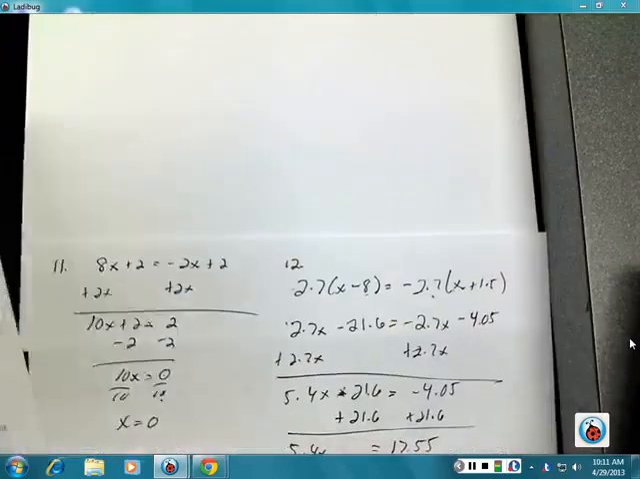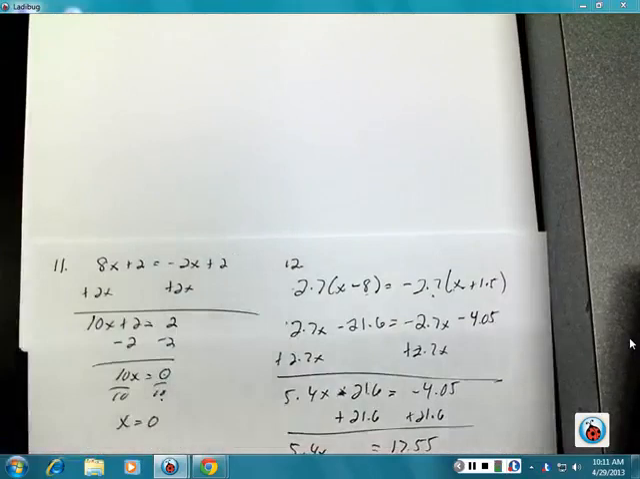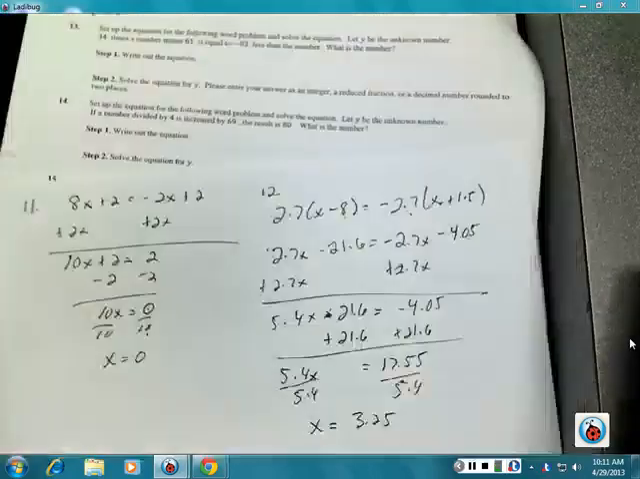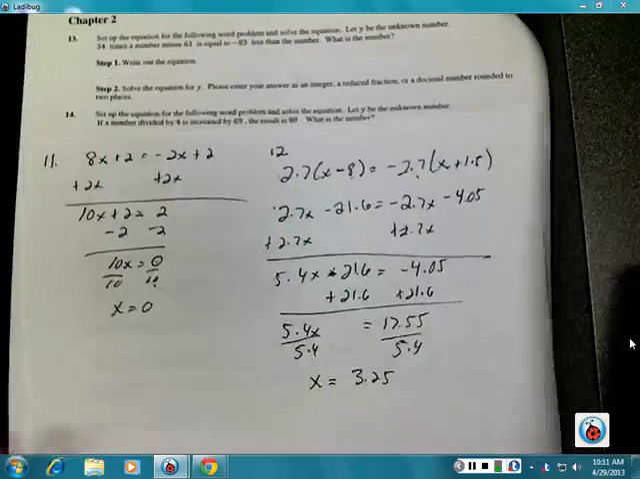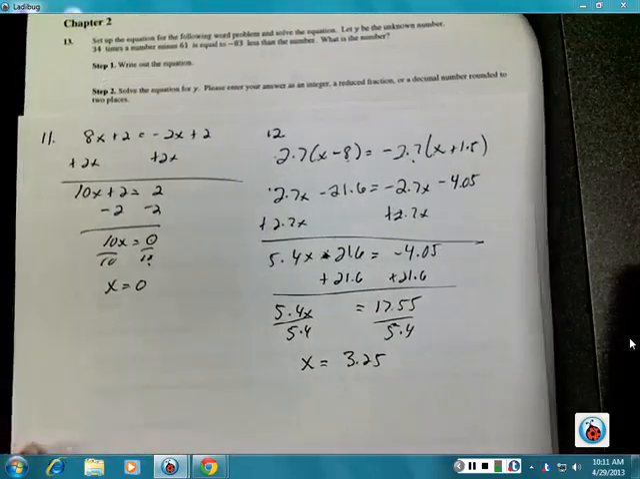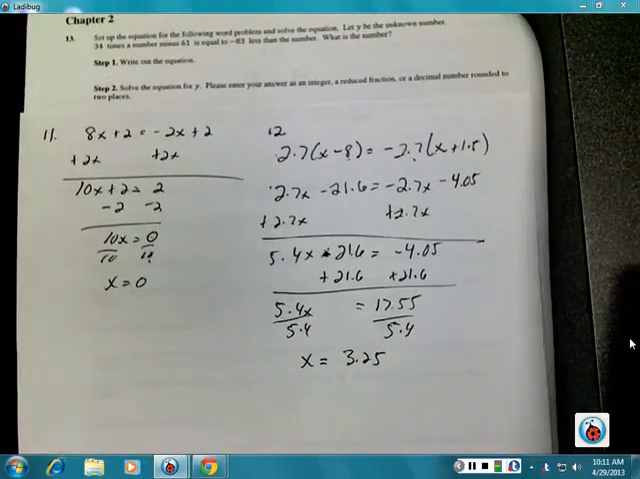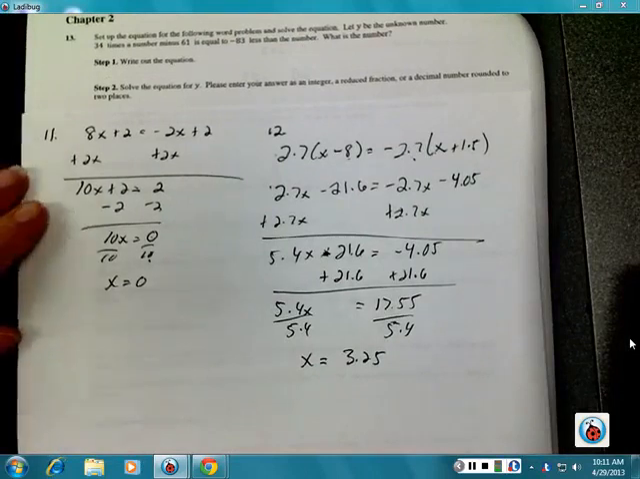And continuing on, chapter 2 is the next one. So number 13. Set up an equation for the following word problem and solve the equation. Let y be the unknown number. So, what's the equation going to be with this thing? So it says 34 times a number. So what does that mean?